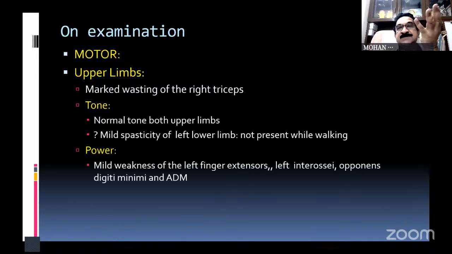There is mild weakness of the left ADM. The ADM weakness is very definite. Mild interosseous weakness may be there. Mild wrist extension weakness, finger extension will be weak on the left side. All of the muscles are normal in the right upper limb as well as in both lower limbs.